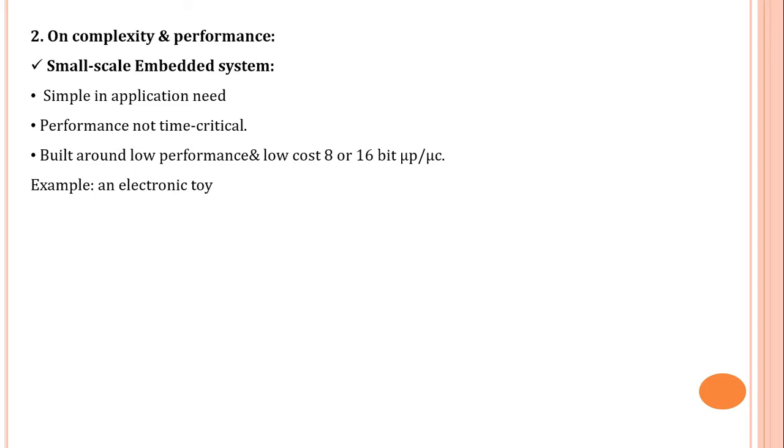And another type is based on the complexity and performance level. Based on complexity and performance level, we have three types. The first one is called small scale embedded system. As the name indicates, these embedded devices are used for smaller applications. Those are simple in application and performance is also at a very low level. So we can't expect high performance from small scale embedded devices because of the operating speed.